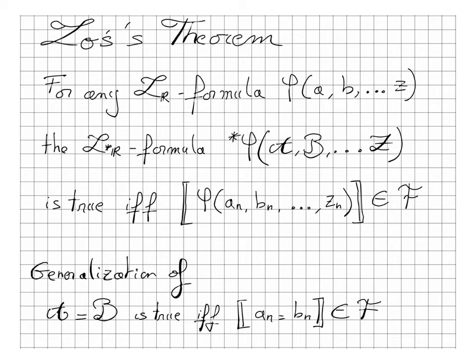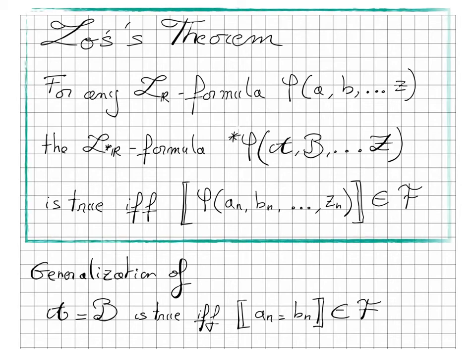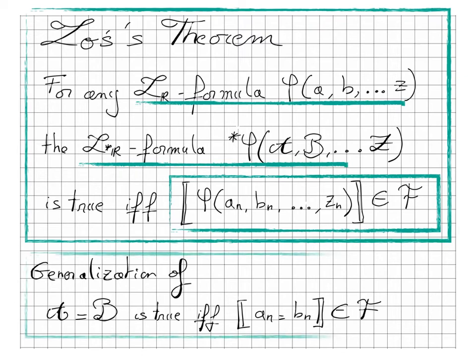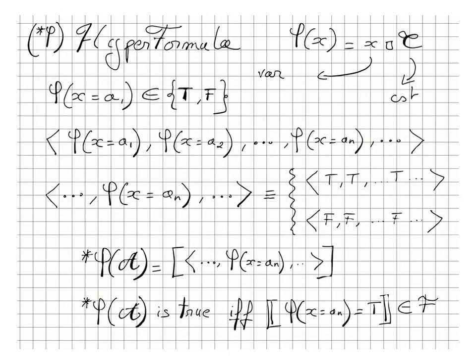One more theorem I would like to mention is Łoś's theorem, stating that for any L_R formula, the L_*R formula, which is here, is true if and only if the statement here is true almost everywhere. You can think of it as a generalization of the way we had defined the equality. We will see an example with the next slide. So this brings me to a hyper formula. Here I'm trying to repeat the same old trick, creating an infinite sequence of objects to create a hyper object.